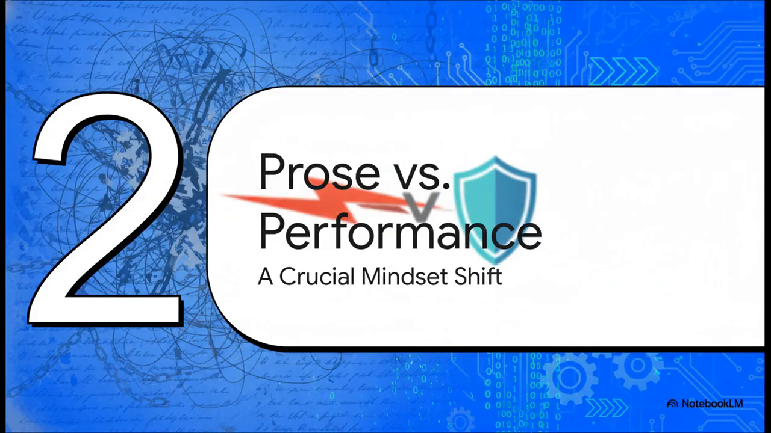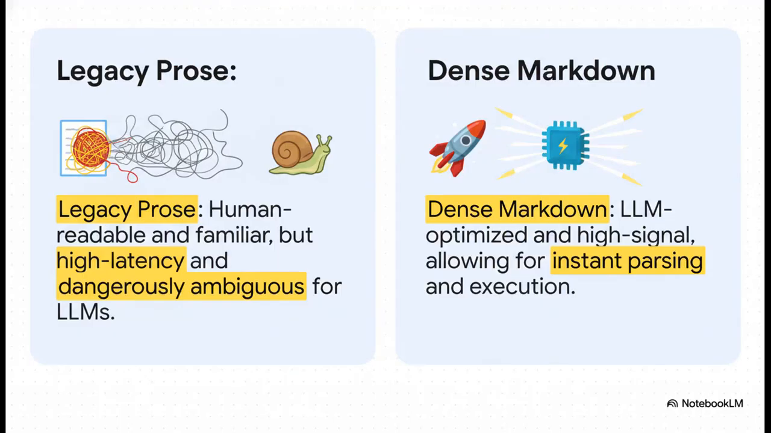So this all boils down to a central conflict we have to solve. It's really a battle: prose versus performance. The old, comfortable way of writing instructions versus a new, highly optimized approach that is all about one thing: raw, unadulterated speed. And this right here breaks it all down.